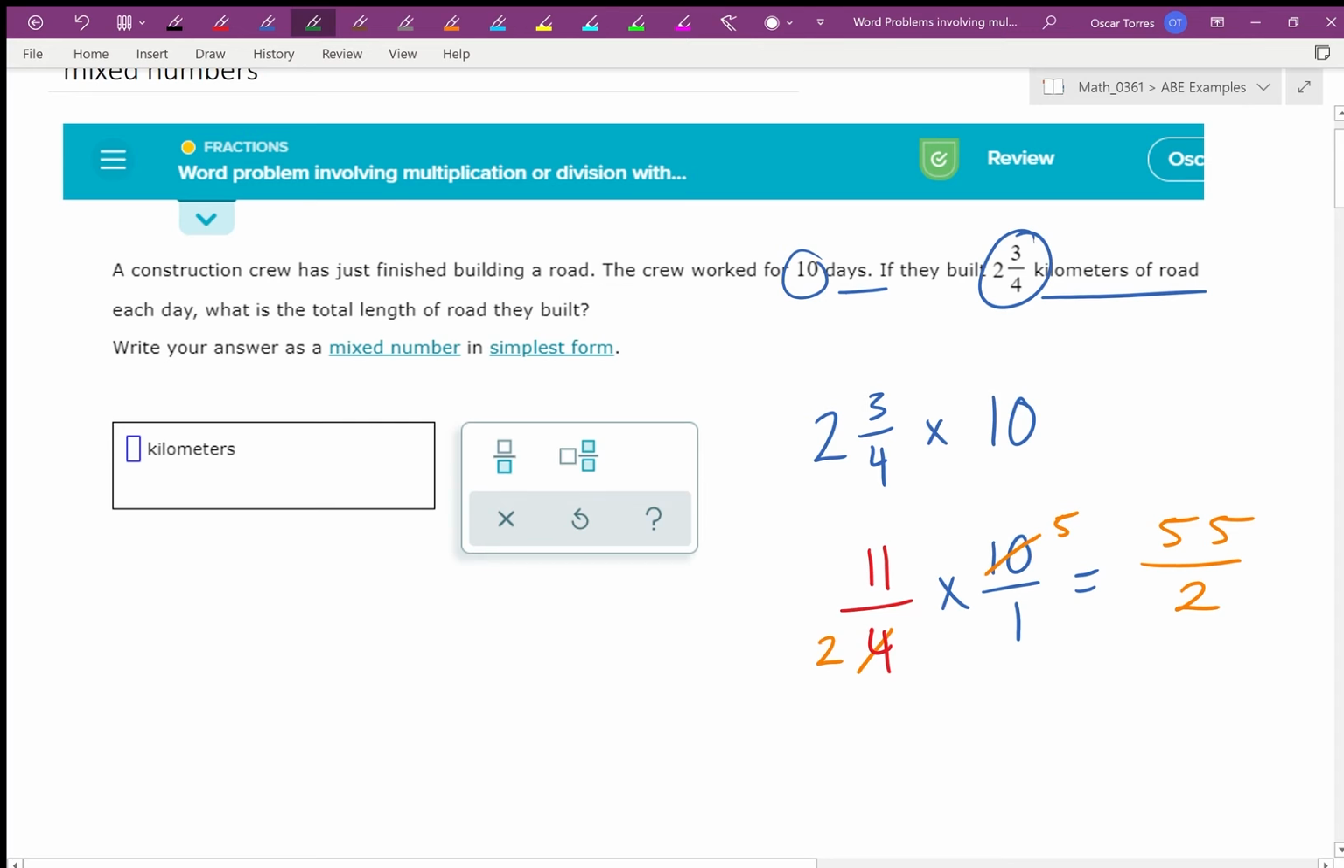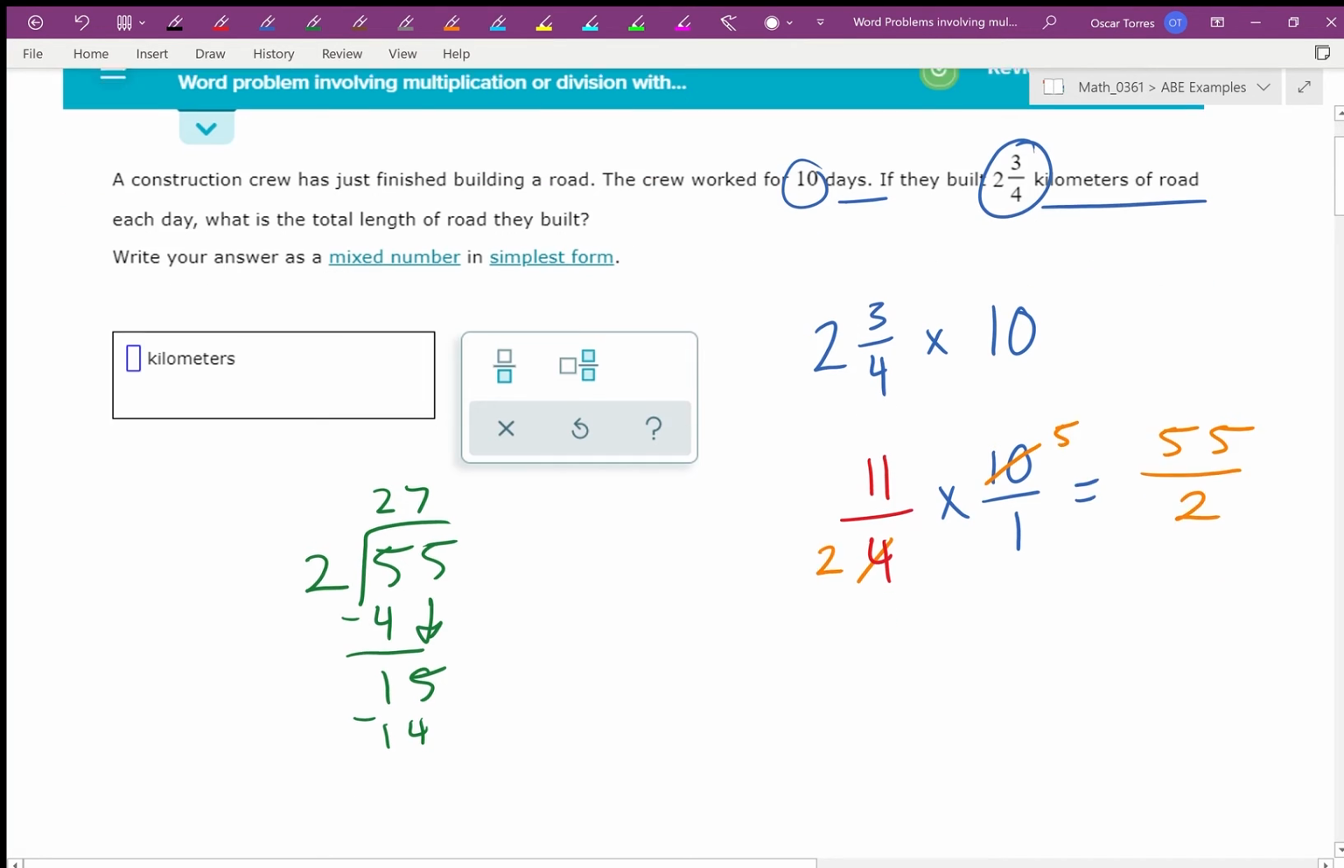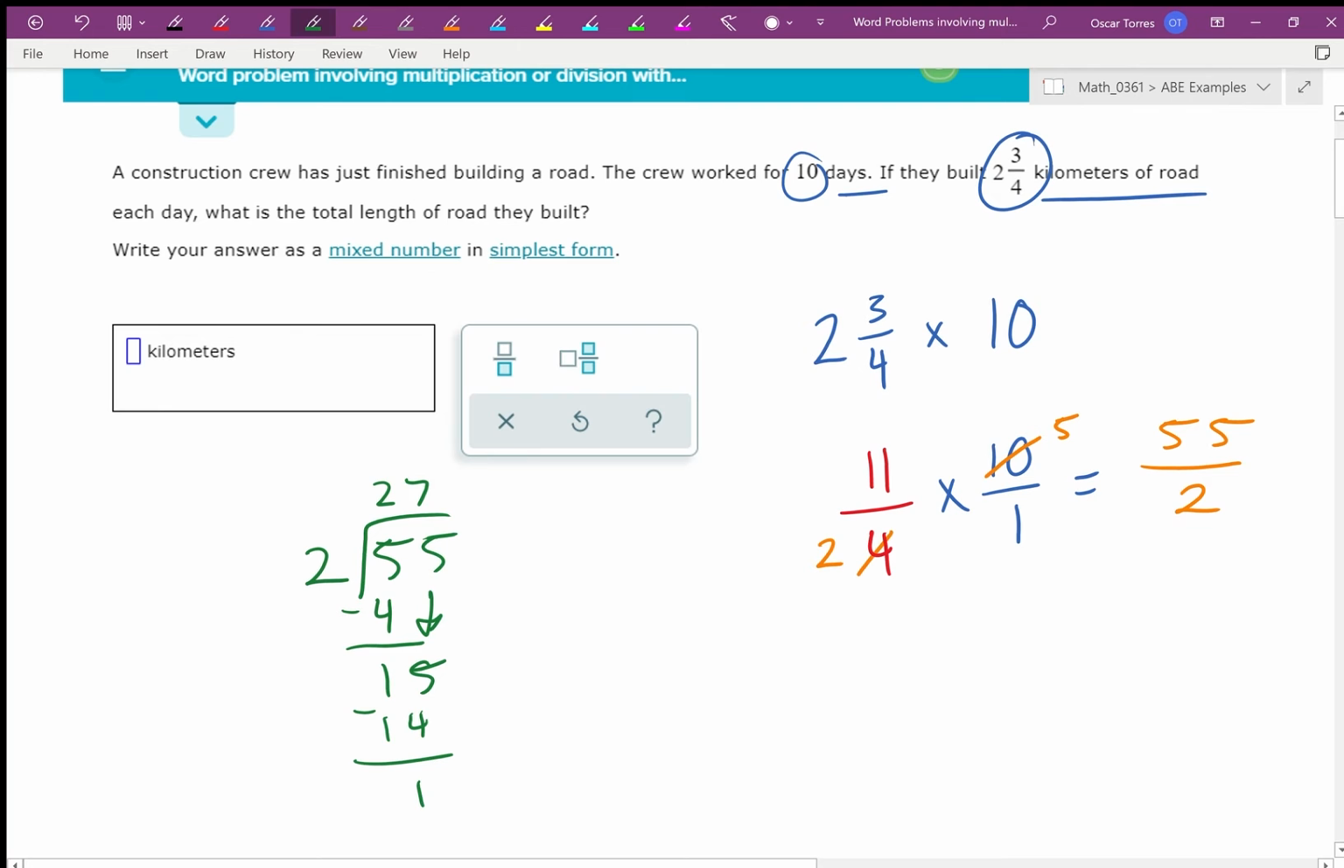Well, the long way to do it would be to take 55 and divide it by 2. In this case, this might be the best way to do it. So 2 goes into 5 2 times. That gives us 4. 5 minus 4 gives us a 1, and we bring the 5 down. 2 goes into 15 7 times. And 2 times 7 is 14, so we subtract them. And we're left with a remainder of 1.